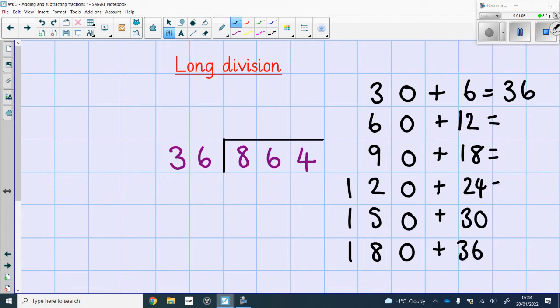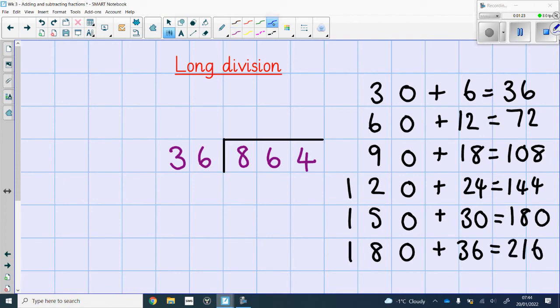And finally, we can add them together to get our times table. So 60 add 12 is 72, 90 add 18 is 108, 120 add 24 is 144, 150 add 30 is 180, and 180 add 36 would be 216. So now they have got their multiplication tables to work with.